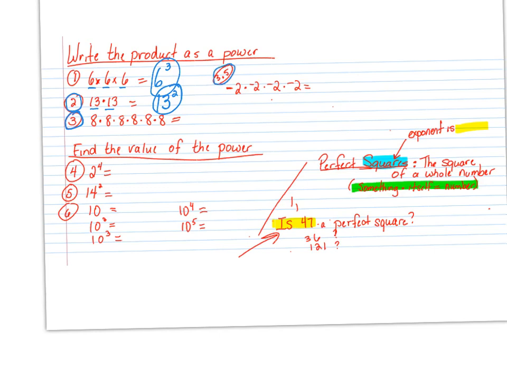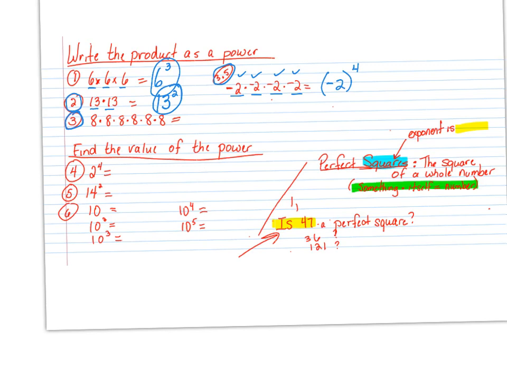I snuck in this 3.5 problem. This is important because do you see how these are -2 times -2 times -2 times -2? Whenever you have a negative number or a decimal or a fraction, you always want to put them in parentheses. You want to put the base in parentheses. So we're going to write -2. And how many of them are there? 1, 2, 3, 4. So that's to the 4th power.